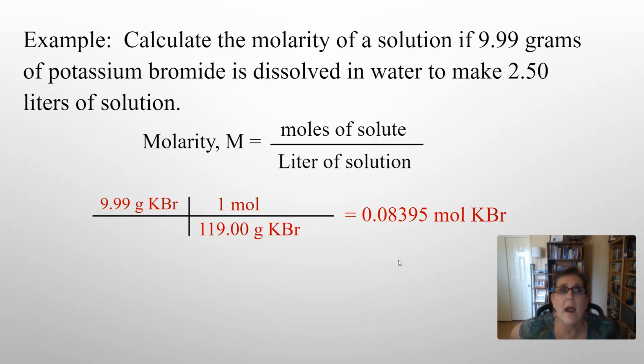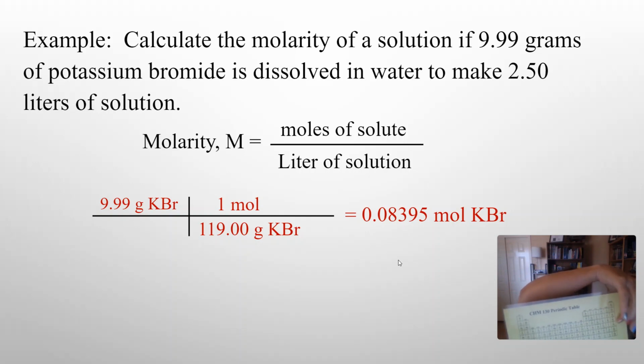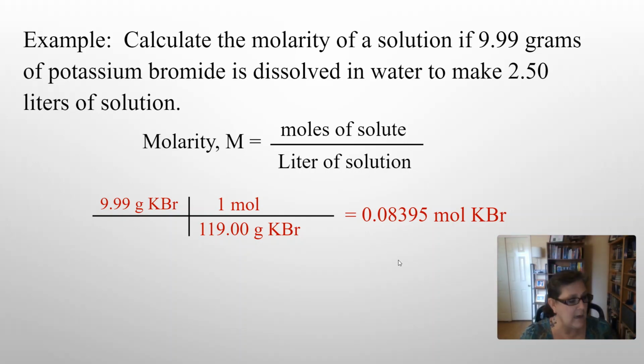So 9.99 grams of KBr. When we add up from our periodic table 1 K and 1 Br, we get 119.00 grams KBr in 1 mole. Grams is on the bottom, so it'll cancel out. Grams cancels out. We're left with moles. We get 0.08395 moles KBr. I'm keeping an extra sig fig because this is not my final answer. So keep extra digits or just keep it in your calculator.